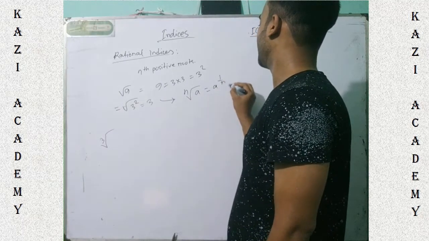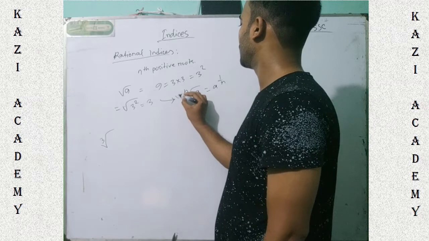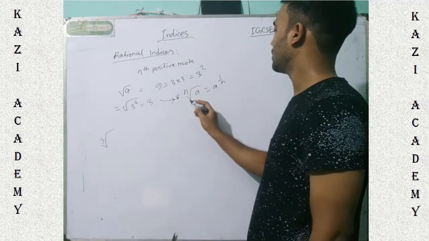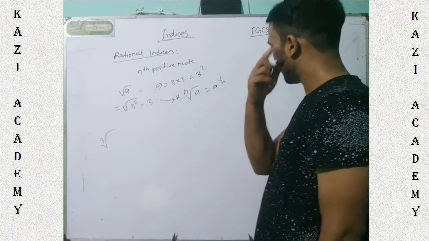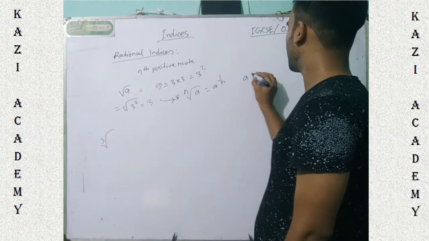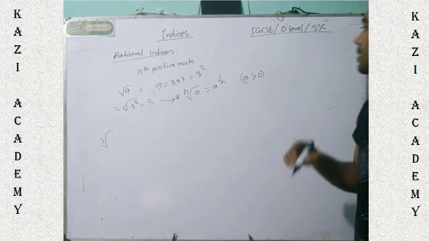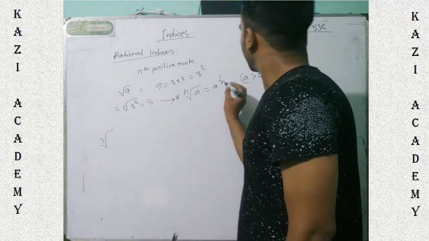The nth root of a means a to the power 1 by n. So this is another rule. For positive roots, the nth root of a is a to the power 1 by n, while a must be greater than 0. That means a must be a positive number.